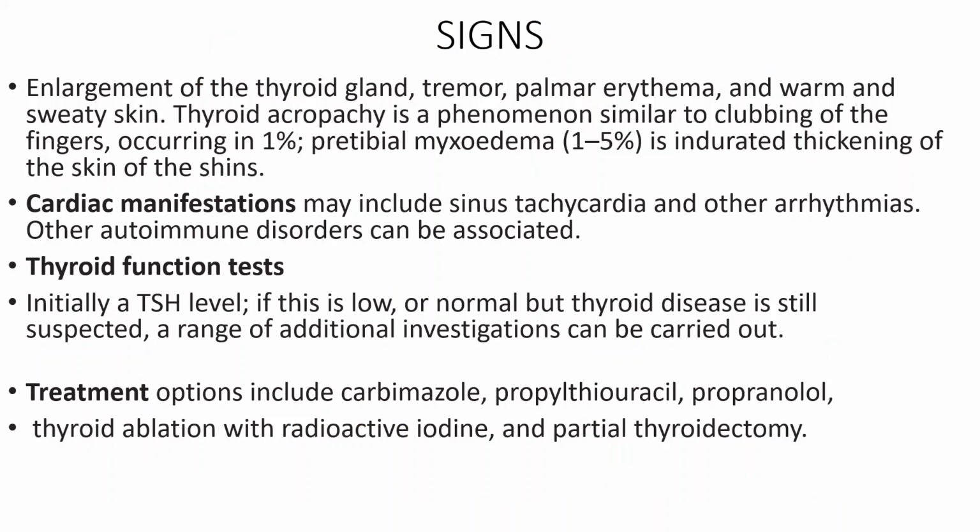The signs of thyroid disease are enlargement of the thyroid gland, tremors, palmar erythema, and warm and sweaty skin. Thyroid acropathy is a phenomenon similar to the clubbing of the fingers, occurring in 1%. Pretibial myxedema, in 1 to 5%, is indurated thickening of the skin of the shins. There are cardiac manifestations like tachycardia and other arrhythmias.